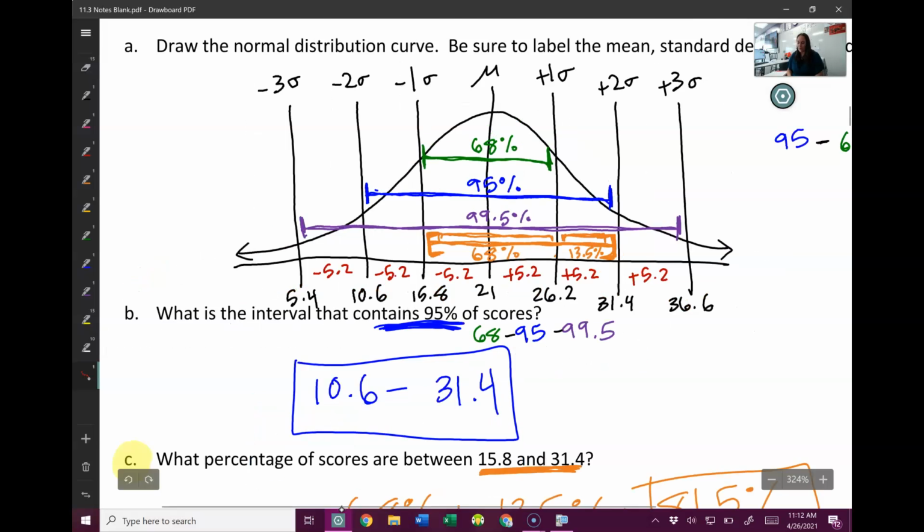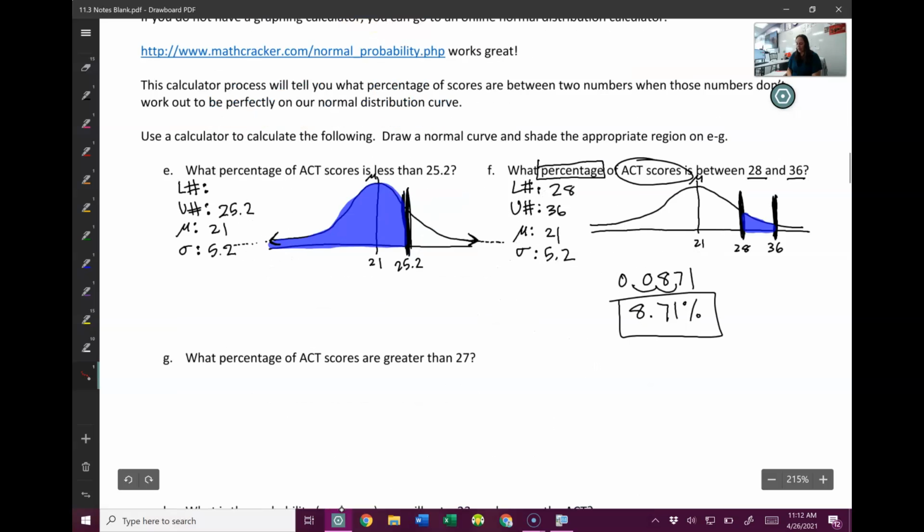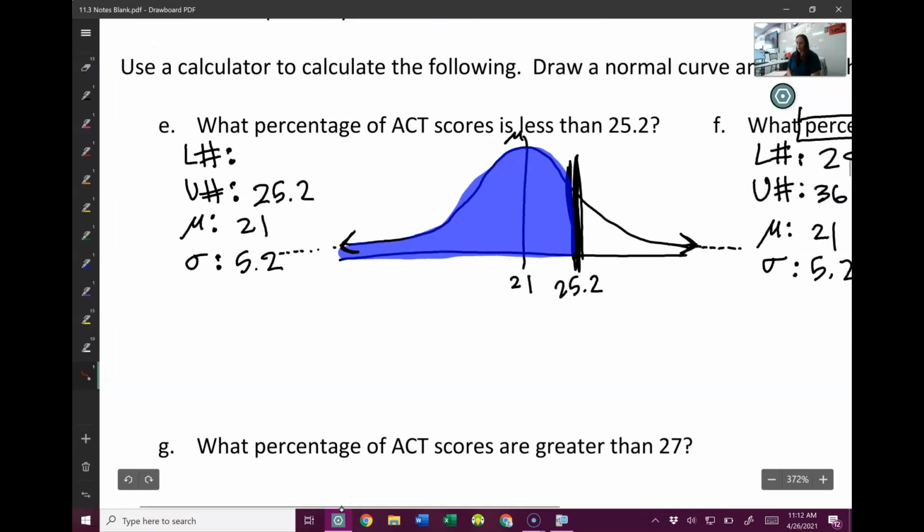ACT score. So when we want to tell our calculator to do a lower number, we're actually just going to pick the lowest number we can think of. In this case, a really big negative number. So we can do like negative 1 million. And we're telling our calculator to do everything from way over here at negative 1 million up to 25.2, which is big enough because these arrows go forever, so we can just make it a really big number. So now we know what to type into our calculator.